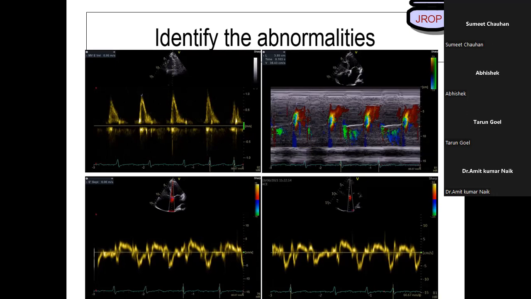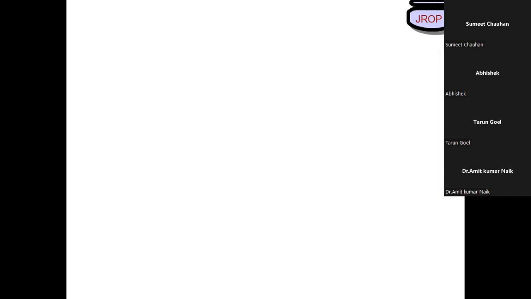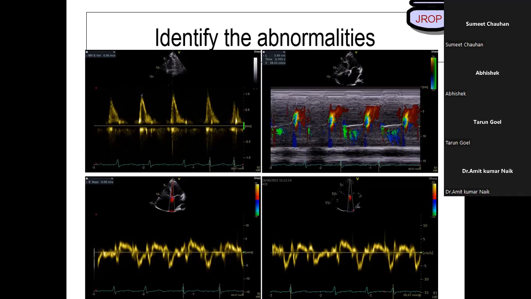All right, let's go to Abhishek. Abhishek, would you like to try? Yes, sir. The first one is the pulse wave Doppler tracing. The second one is color M mode propagation. Perfect. The third one is tissue Doppler of the medial annulus, I mean the septum. And the last one is also tissue Doppler imaging of the medial septum. Perfect.